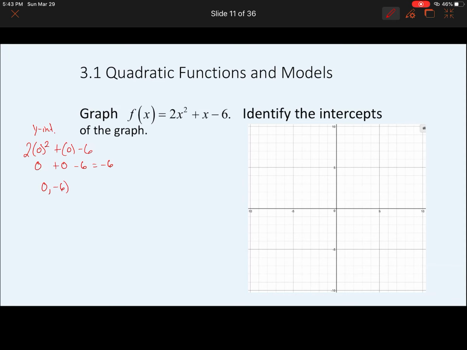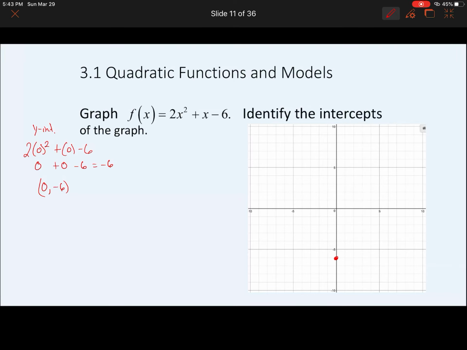And 0 squared is 0, and 0 times 2 is 0, plus 0 minus 6. And we find out that negative 6 is that y value. So the ordered pair here for the y-intercept is 0, negative 6. Okay? So, as we plot that point, we're not going to go right or left any, we're going to go down 6.